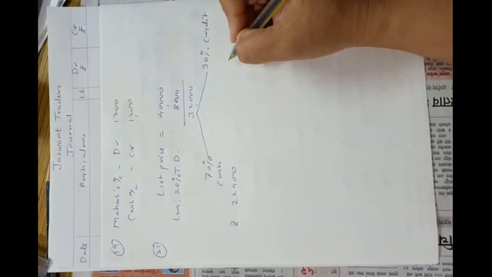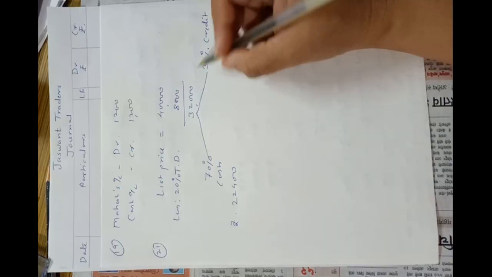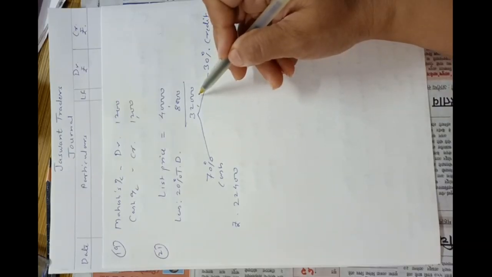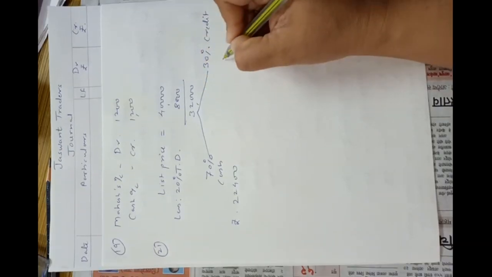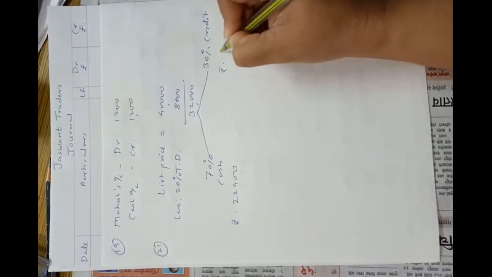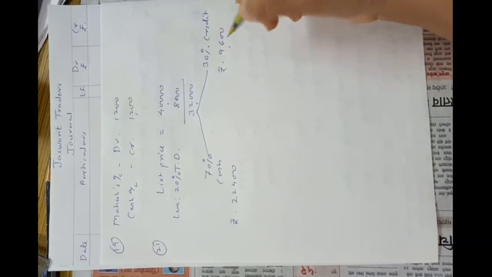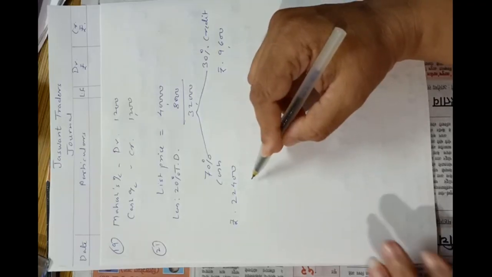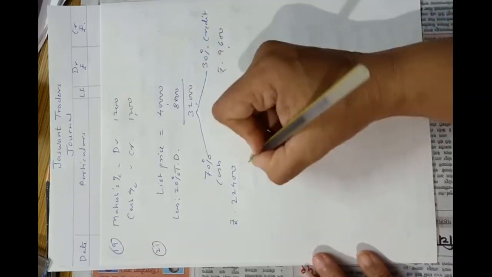Remaining amount will be kept as credit, and after deducting 22,400 from 32,000, the amount is 9,600 rupees. This entry is of credit transaction, that is goods purchased from Sohan on credit worth rupees 9,600. But we have paid 70% cash, that is 22,400. We are ready to pay.